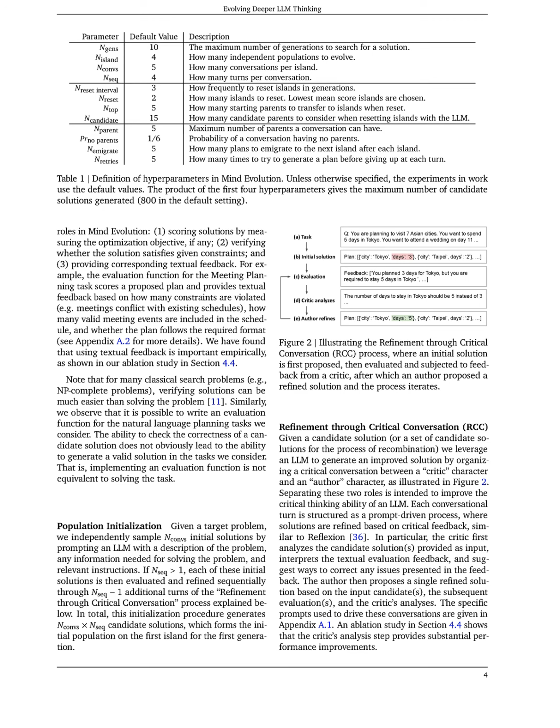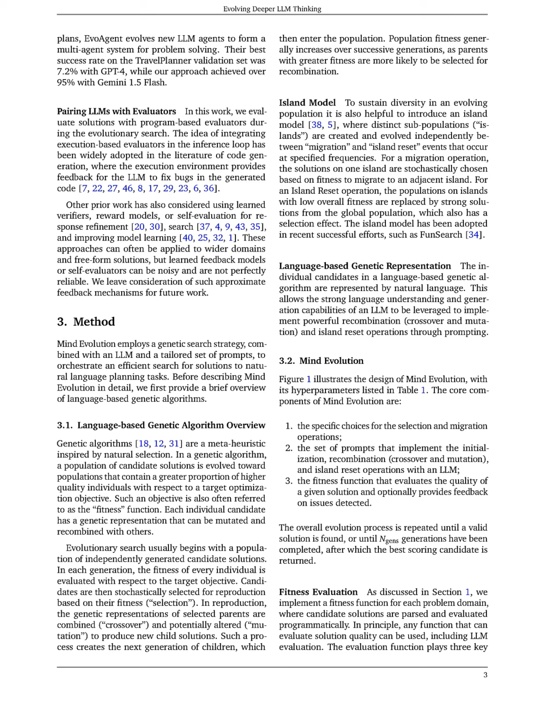Each candidate undergoes refinement through a refinement through critical conversation, RCC, process, where a critic analyzes the solution and provides feedback, which the author then uses to propose an improved solution. The evolutionary aspect involves using a genetic algorithm, where candidates are evaluated based on a fitness function that scores their quality and checks for constraint satisfaction. The best candidates are selected for reproduction through Boltzmann tournament selection, and new child solutions are created via crossover and mutation, incorporating feedback from the evaluation process to enhance the overall solution quality.